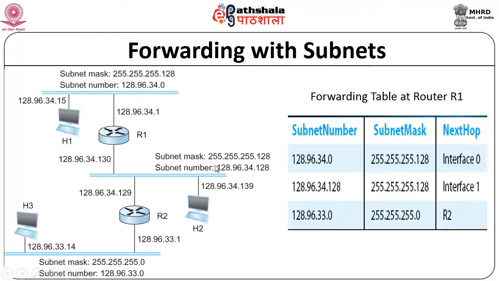So for instance, in this example at router R1, we can see that these two nodes here have an address of 128.96.34.15 and 128.96.34.0. Let us say the subnet number is 128.96.34.0 and the subnet mask is 255.255.255.128. I have already explained what a subnet mask means. Let's now take a look at what we mean by subnet number. The subnet number is the common part, the network number part, for all the nodes on this subnet.